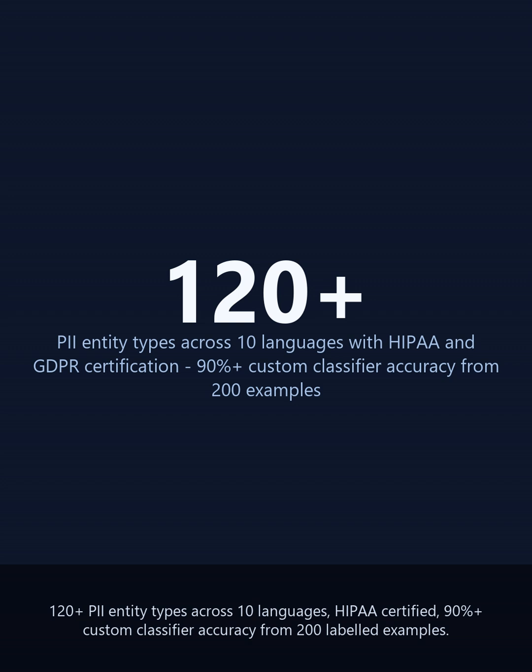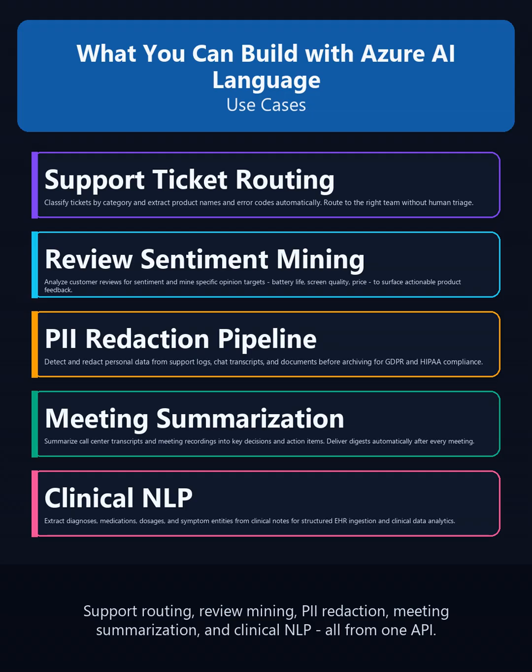Azure AI Language fits every text-heavy enterprise pattern. Automate support ticket routing by classifying tickets into categories and extracting product names and error codes. Analyze customer review sentiment and mine specific opinion targets to surface actionable product feedback. Redact PII from support logs and chat transcripts before storing them for compliance. Summarize meeting transcripts and call recordings to send automatic action item digests. Extract medical entities from clinical notes for structured EHR ingestion.